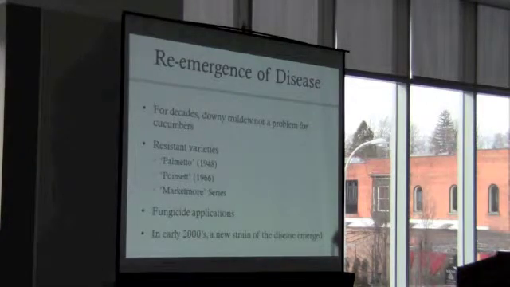As I said before, downy mildew didn't really used to be a problem. For decades, no one really worried about it, in cucumber at least. Part of that reason was because breeders were able to keep up with resistant varieties. Even back in the 40s, they were working on downy mildew resistant varieties with the release of cultivars like Palmetto. And then in the 60s, another really famous cultivar came out, Poinsett.